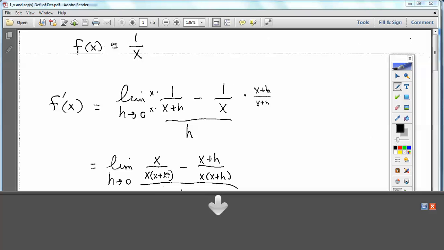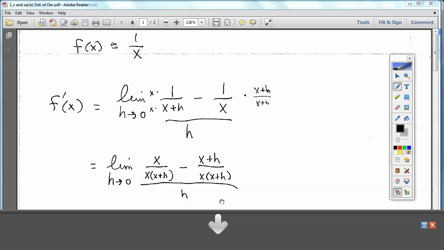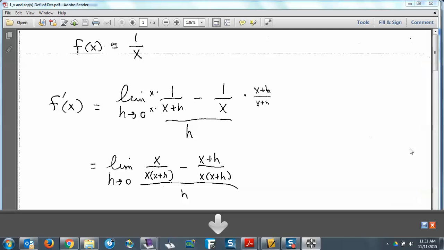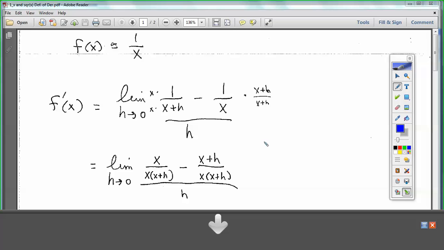I probably should have just written that as one fraction, because that's the whole point of getting a common denominator, is to put it together with one fraction. And then we can't forget that the h is down there on the bottom. So it looks like that. Okay, so now what can we do here? We can subtract. So now remember, this is x minus the quantity x plus h.